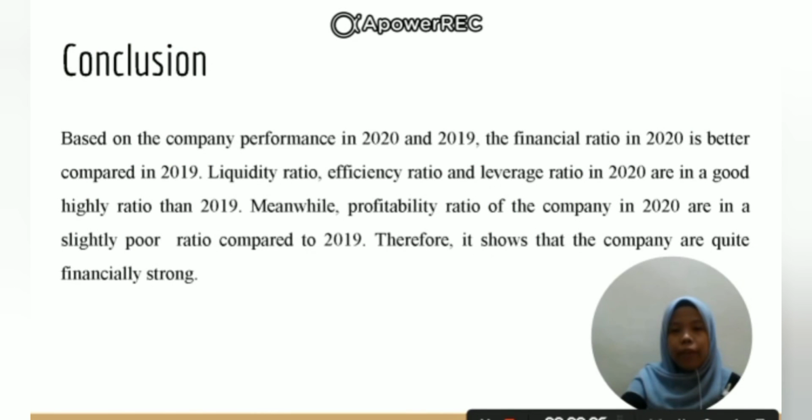Based on the company performance in 2020 and 2019, the financial ratio in 2020 is better compared to 2019. Liquidity ratio, efficiency ratio, and leverage ratio in 2020 are at a better ratio than 2019. Meanwhile, the profitability ratio of the company in 2020 is at a slightly poorer ratio compared to 2019. Therefore, it shows that the company is quite financially strong.